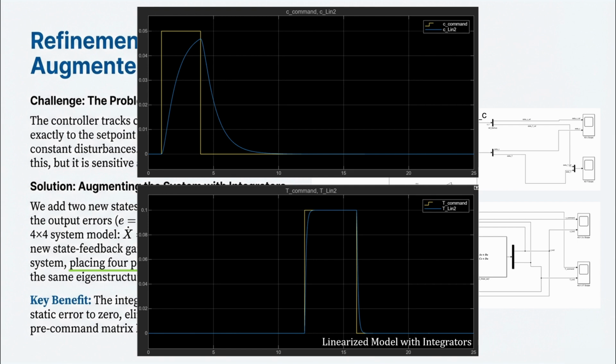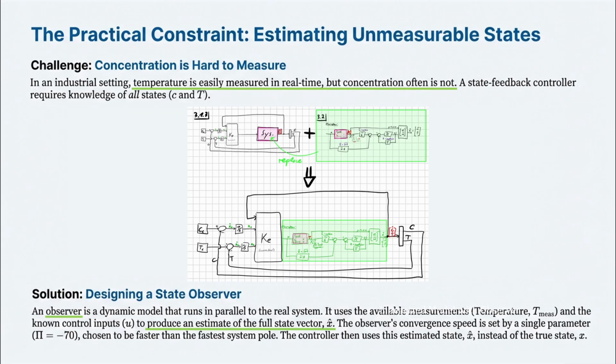Now there's another problem. In the real world, it's very, very easy to measure temperature, but it's very difficult to measure concentration inside a continuous reactor. As a result, it's better to create an observer that observes the inputs U and the measurable states, in this case T, and tries to estimate the concentration inside the reactor.